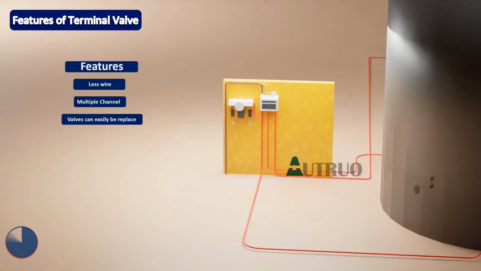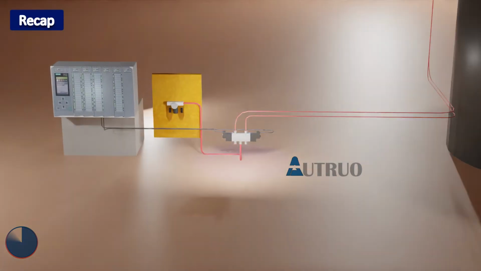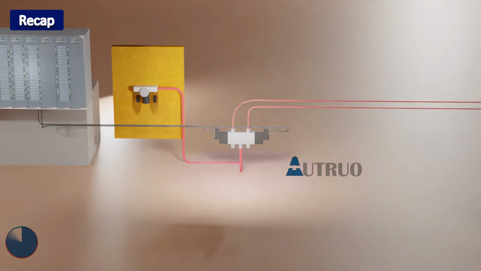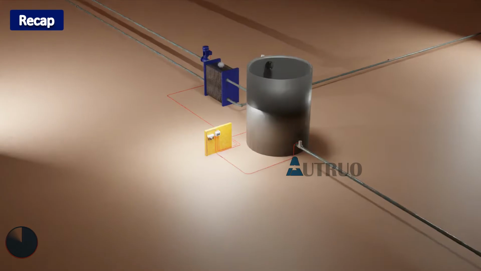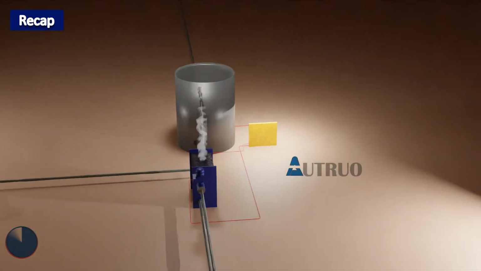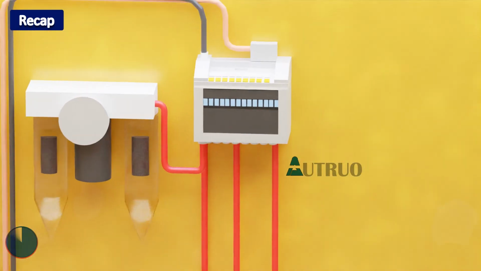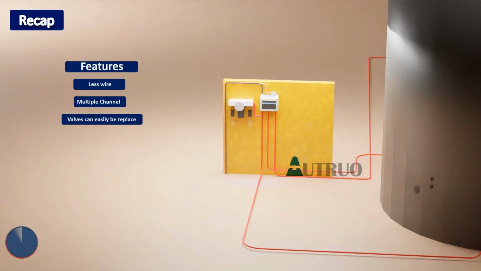Now, let's do a quick recap. We started off looking at electro-valves. The drawback of this device was discussed, namely bulky installation. From there we looked at the terminal block. The design of this device was looked at in detail. Finally we ended off looking at the advantages that this device has over electro-valves.